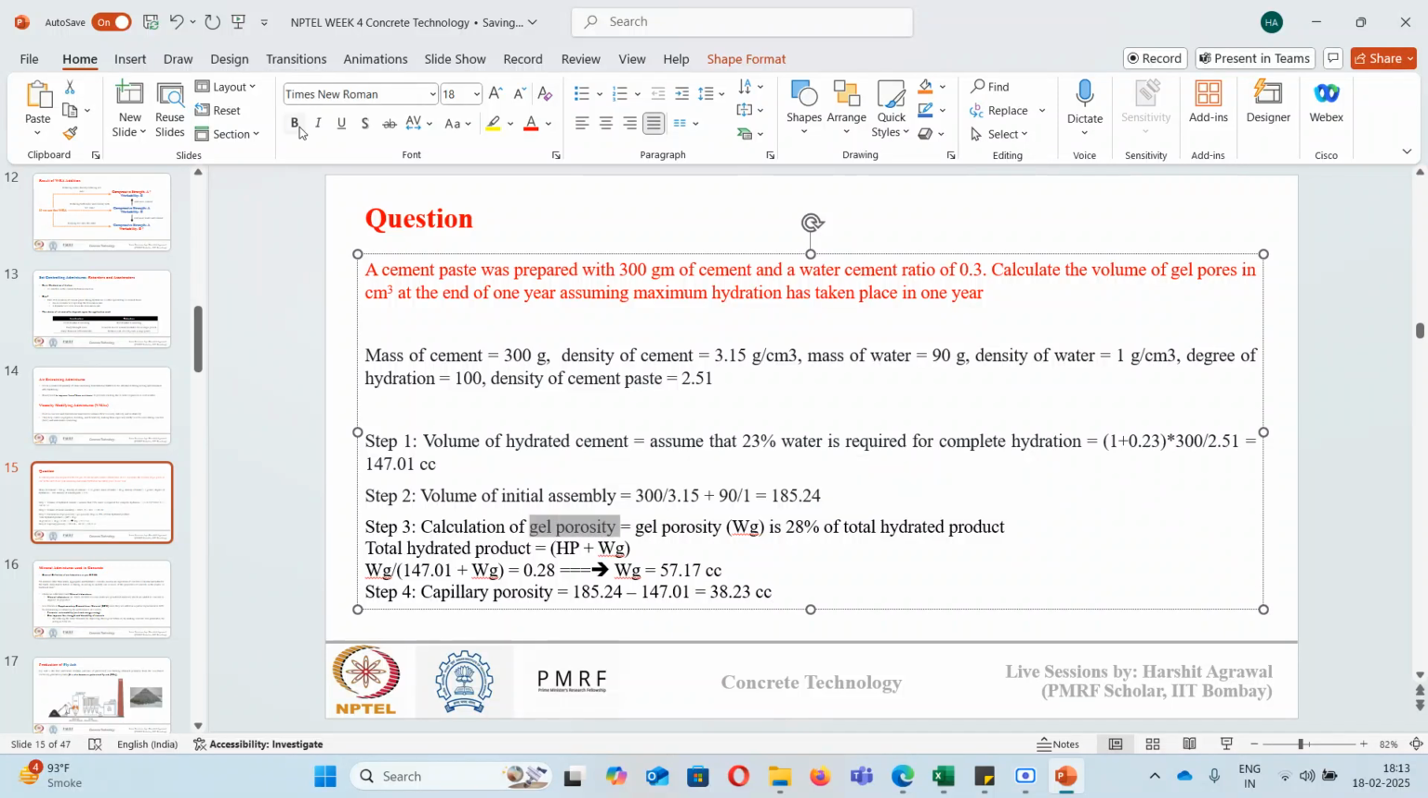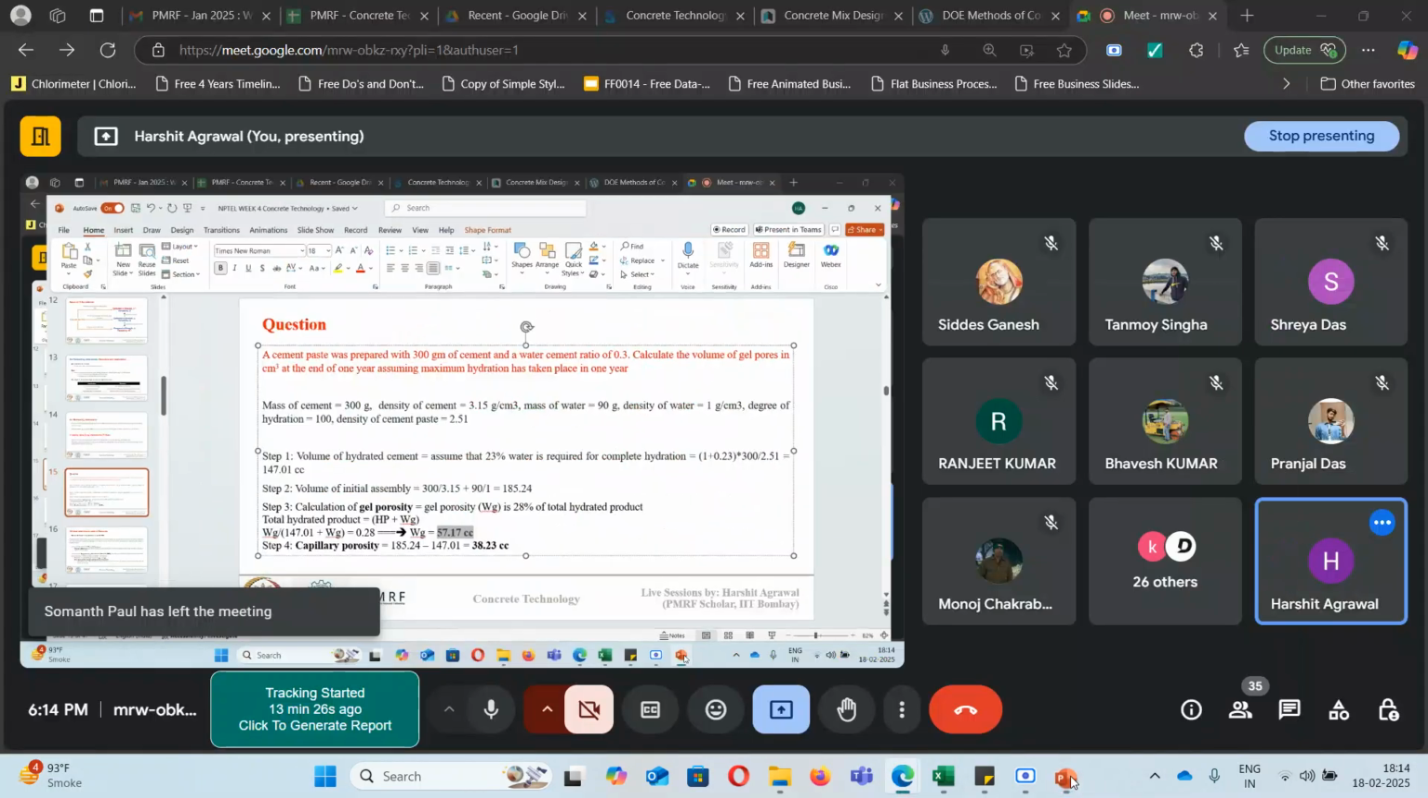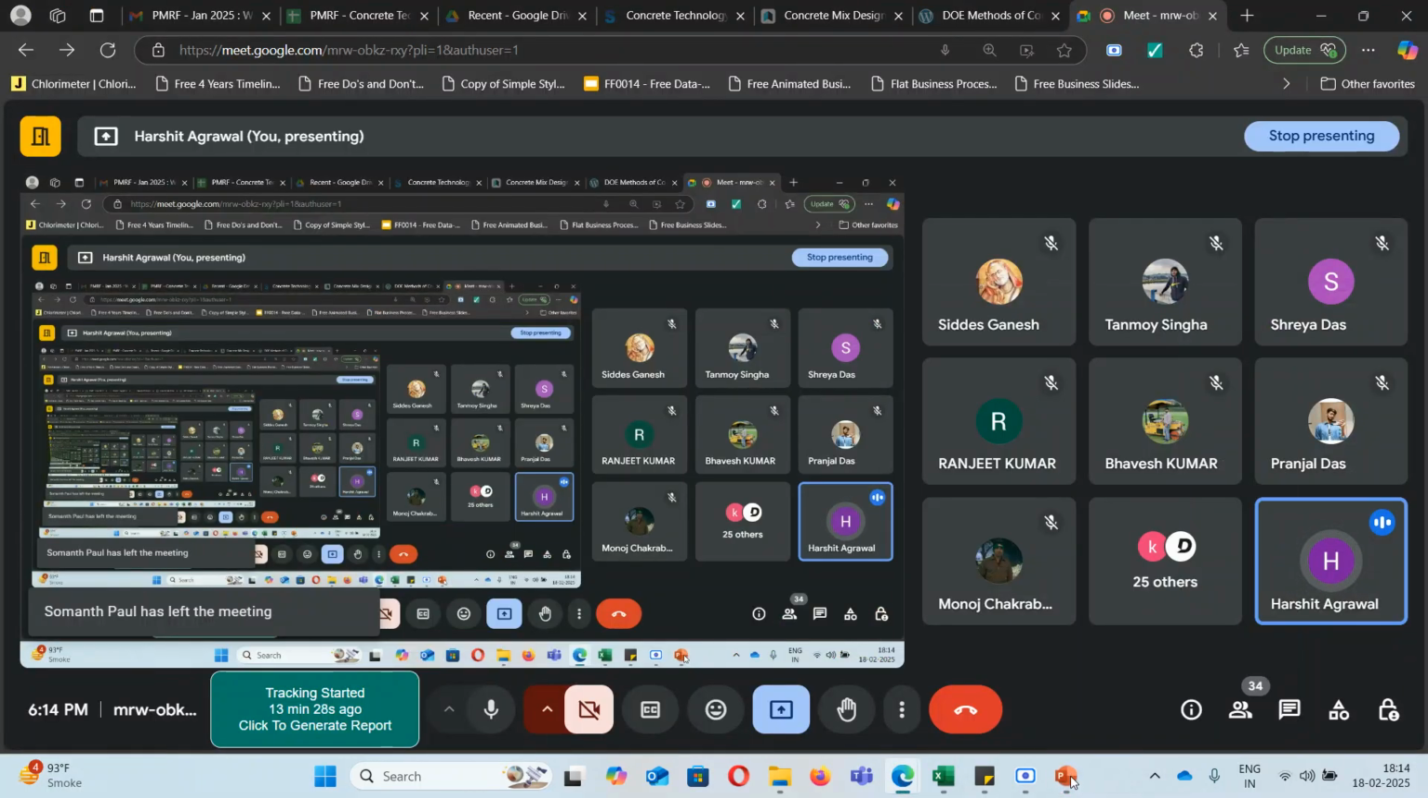So gel porosity is 57.17 and capillary porosity is 38.23. Okay, so in the question we are asked gel porosity, so the answer will be 57.17 centimeter cube. Any doubt in this solution?